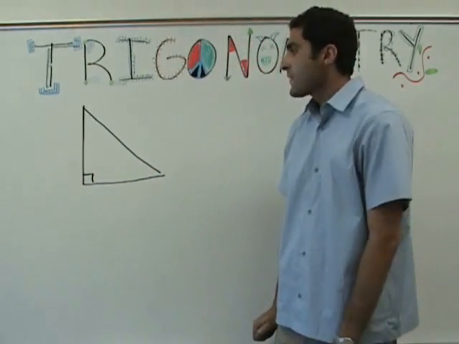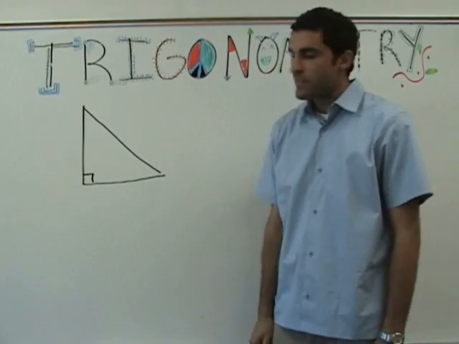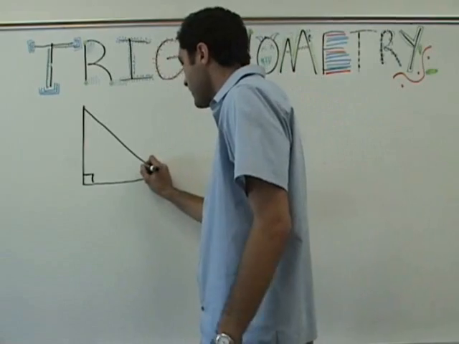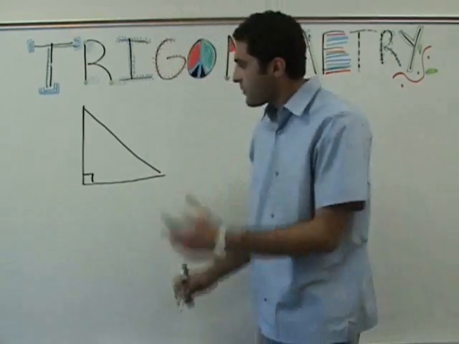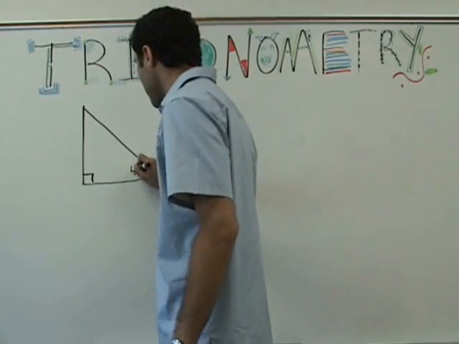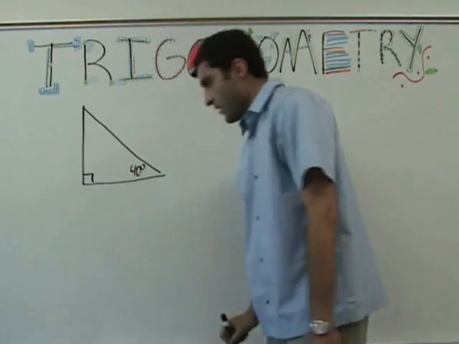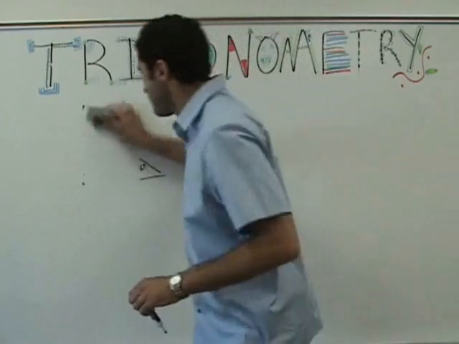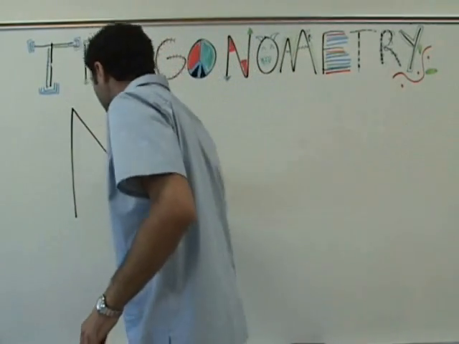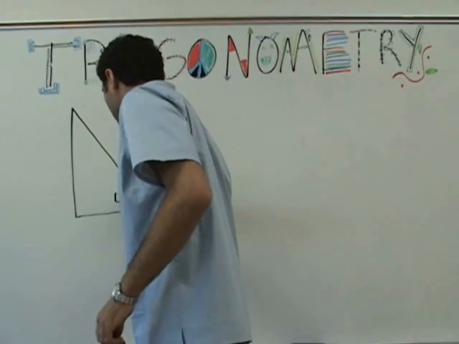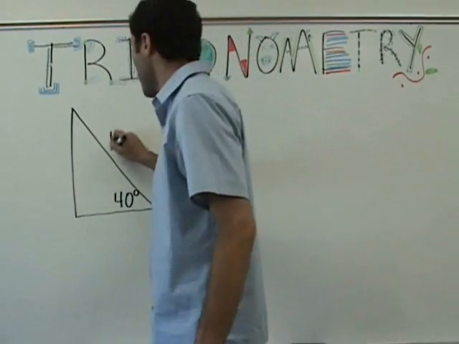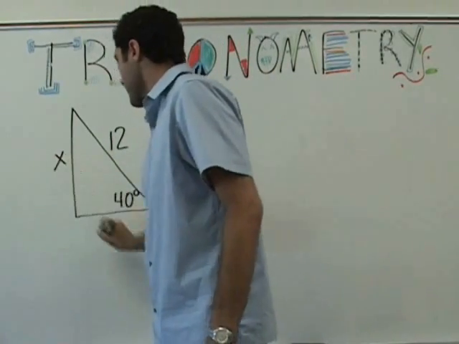So here we go. This is a right triangle, as you can tell. And we are going to create some angle relationships. Let's make some examples here. Let's make this 40 degrees, and we'll make the hypotenuse 12, and the other sides x and y.